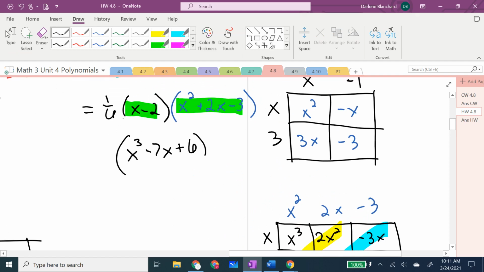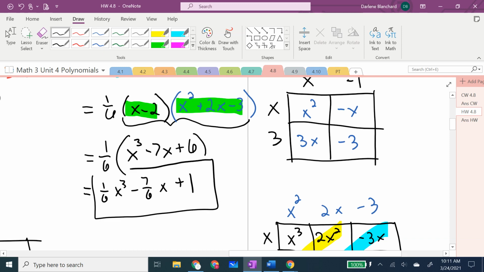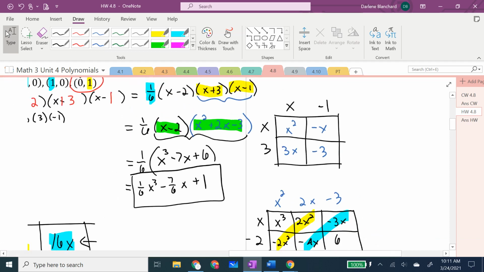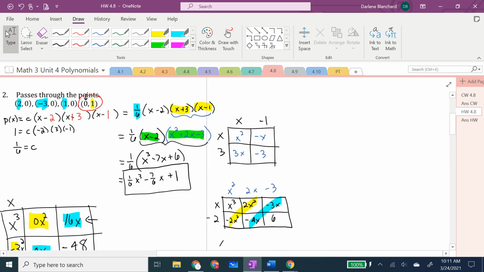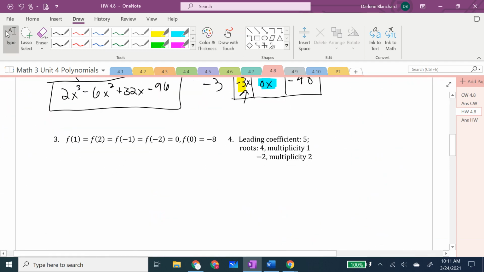And now this is the result of multiplying those two. And now I can multiply the 1/6 all the way through. And I've got my polynomial. Okay. Now, let's take a quick look at how much more I need to go over with you.